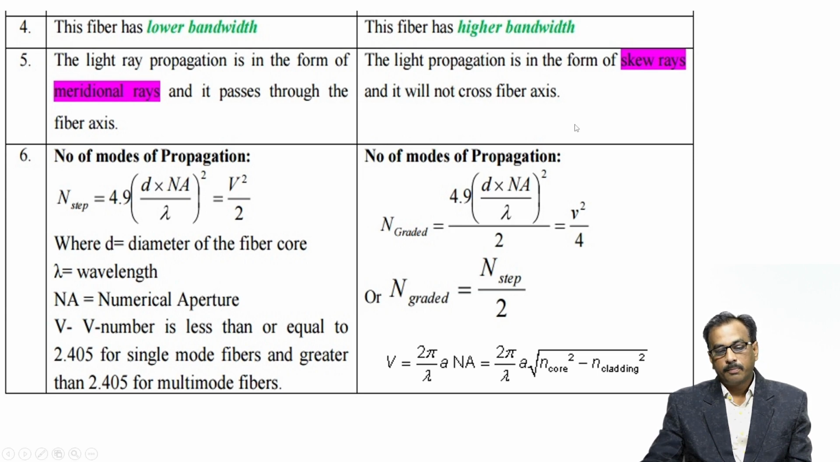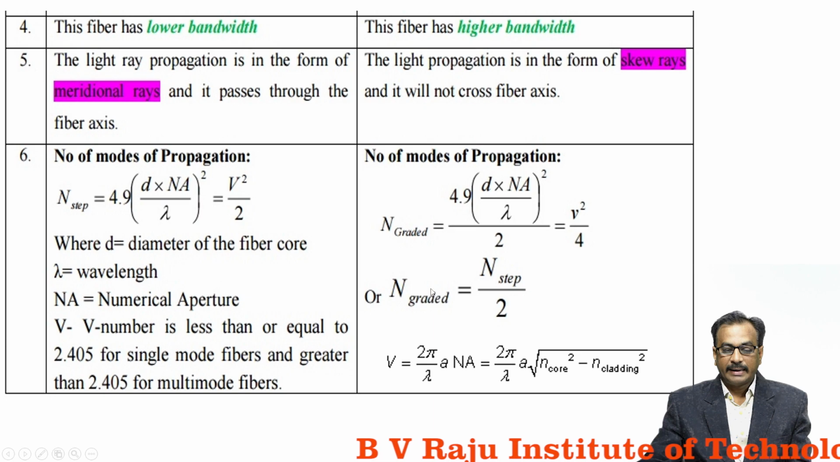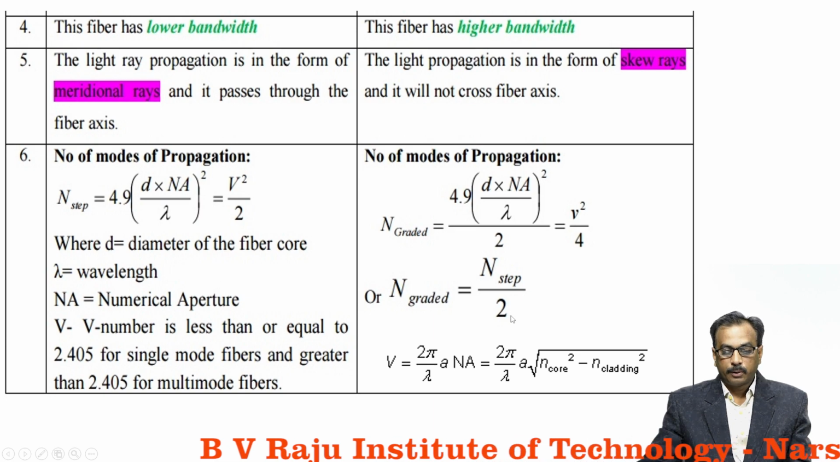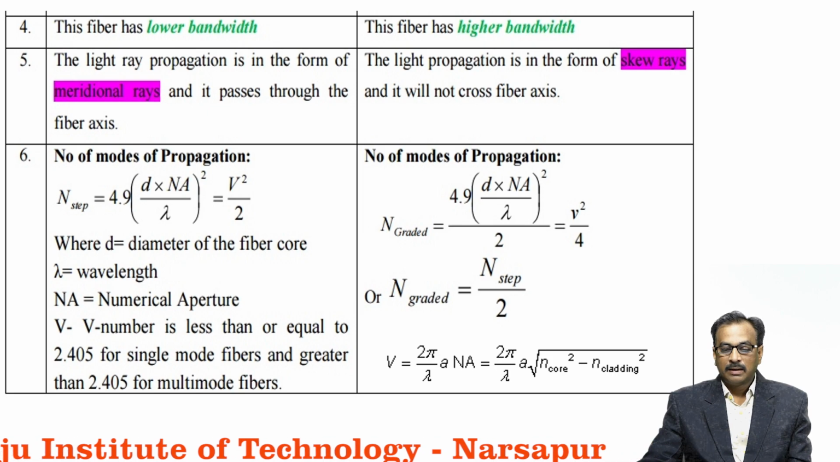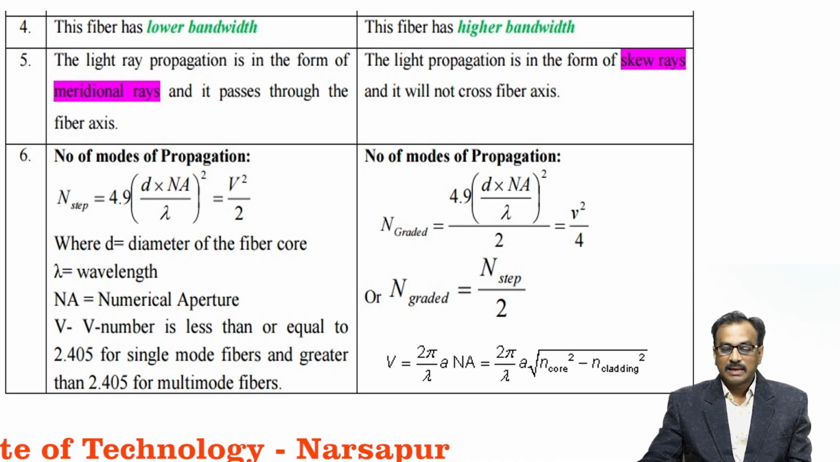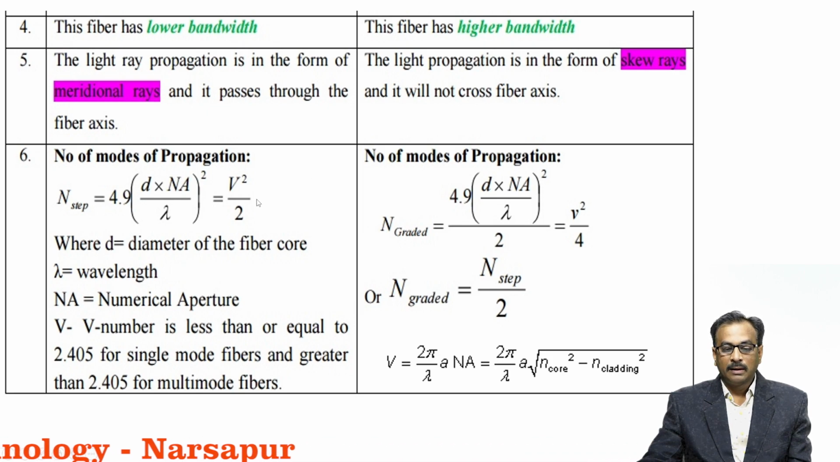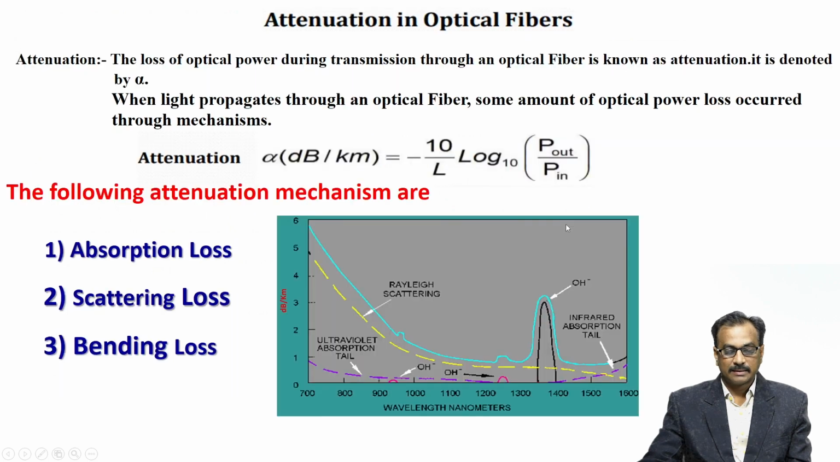Number of modes propagating through the graded index fiber is 4.9 into d into numerical aperture by lambda, whole square, by 2. That means square by 4. Finally, number of modes in graded equals N step by 2. Finally, I conclude that the graded index fiber transmits fewer modes compared to the step index optical fiber, but the signal loss is very less.